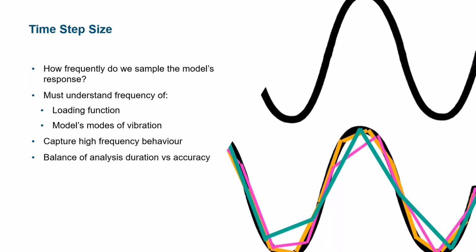So we don't want to have one time step for every single period of vibration. We want to have much more than that to capture the true vibration. And it's important that we do that to capture the higher frequency behavior. But there's always a balance. We want to be able to obviously capture the important aspects of the analysis, but there is a kind of tipping point where we're not getting much more return for an increase in analysis duration and computation time.